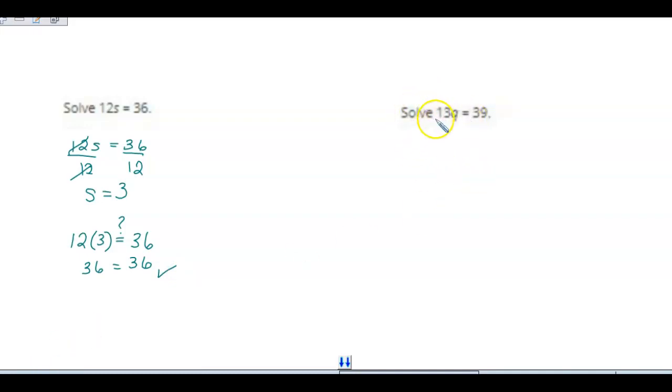To solve this equation, 13q equals 39, what would I need to do? Yes, you would divide both sides by 13. So 13 divided by 13 is 1. The q is by itself. 39 divided by 13 is 3. And I can do a check step. If I replace the q with 3, is it a true statement? Yes, it is a true statement. 39 is equal to 39, and so it checks out.